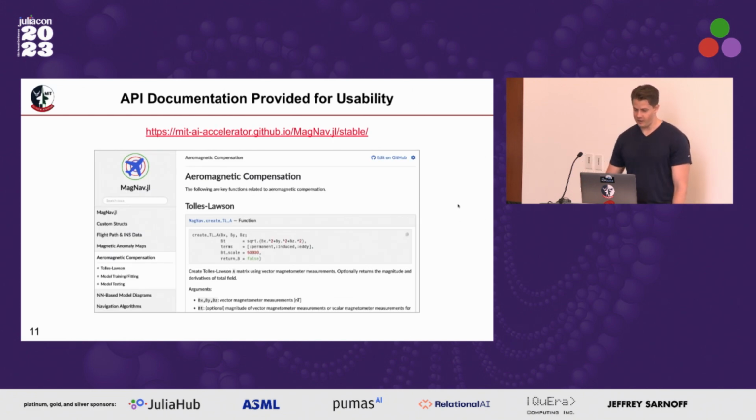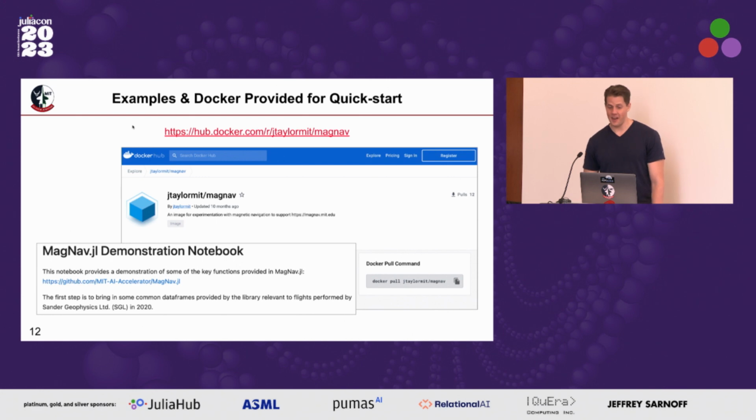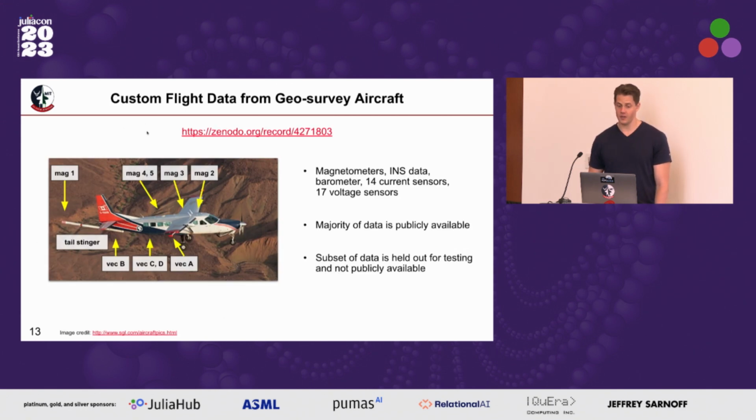We have all the things you'd want per package. We have a little API, and you can see our symbol in the upper left. I designed that. And then we have a Docker that you can use if you just want a quick start and not have to worry about installing all these different packages. We also have a custom flight data set. Like I said, it automatically gets downloaded with the package via artifacts. So most people don't have their hands on any real data, and we have a very custom, nice data set that was generated for this project, this larger effort.